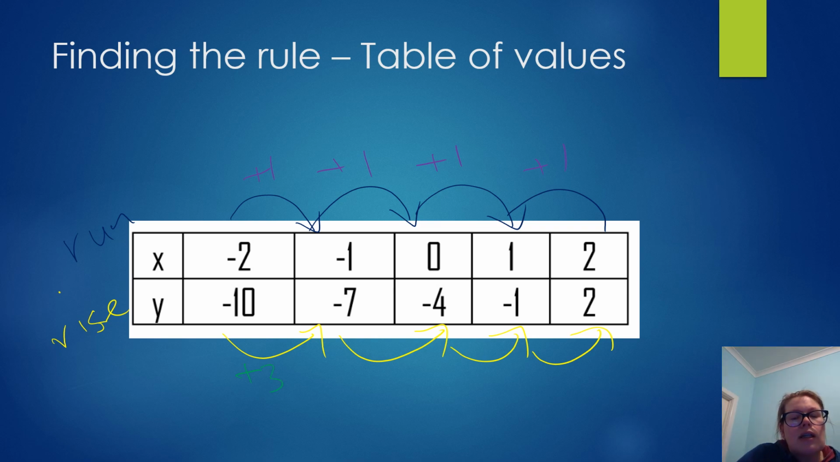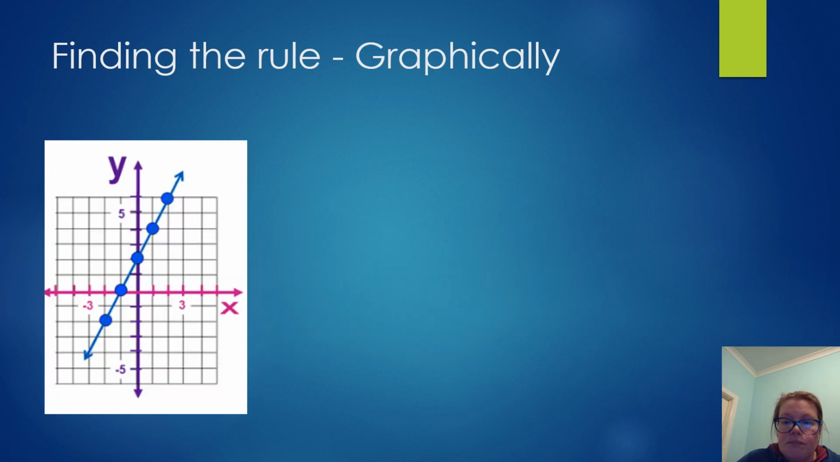Negative 10 plus 3 is negative 7. Negative 7 plus 3 is negative 4. Negative 4 plus 3 is negative 1. And negative 1 plus 3 is 2. So our rise is going to be, or our gradient is going to be 3 over 1, or just 3. It's sometimes helpful to leave it as a fraction, just because it makes it easier to graph later on.